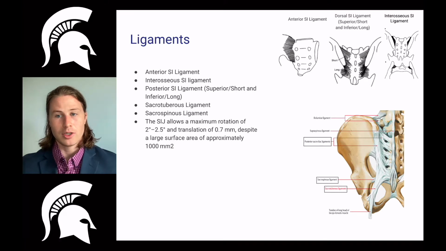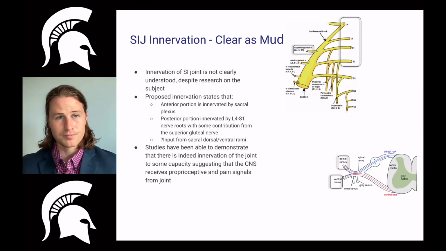There are many ligaments that cross the SI joint, including the anterior, interosseous, posterior, sacrotuberous, and sacrospinous ligaments. And there is minimal movement within that joint, with rotation maximally at 2 to 2.5 degrees and some minimal translation, which is impressive considering the large surface area of the joint.